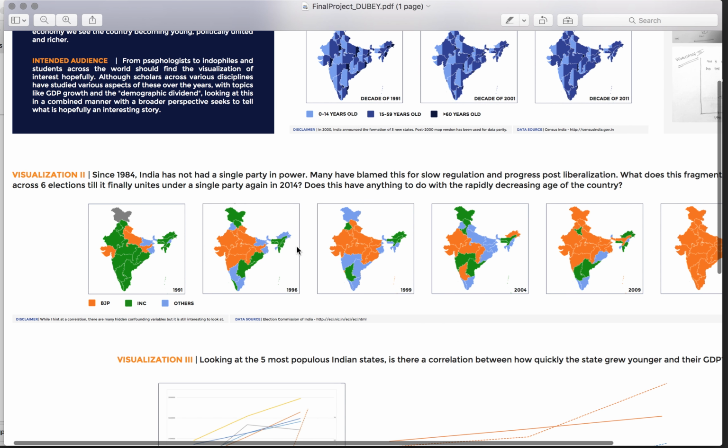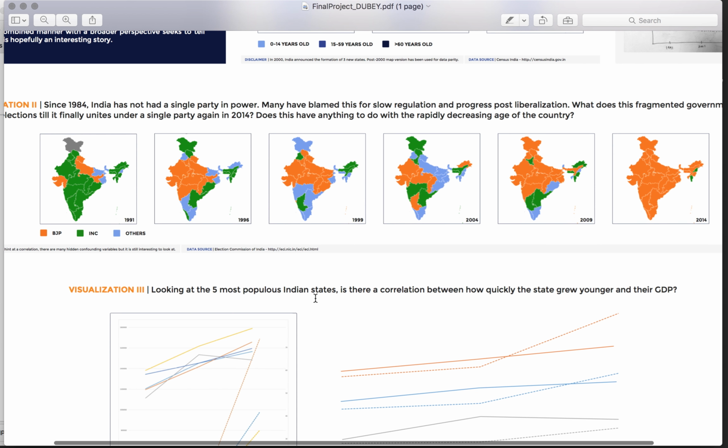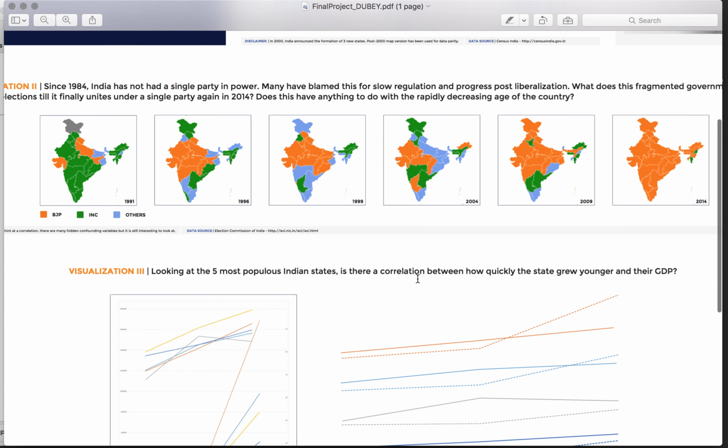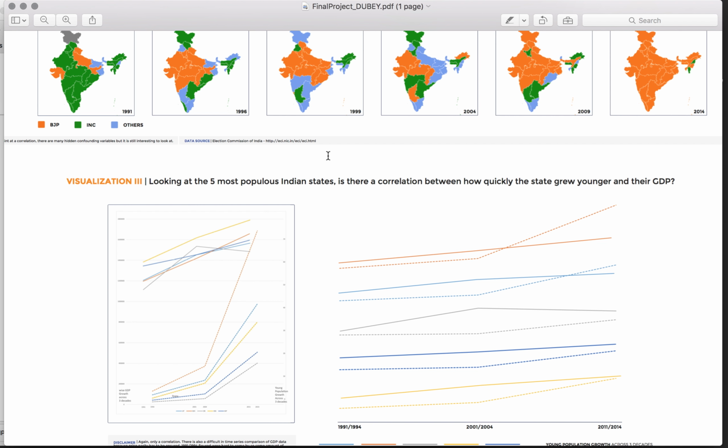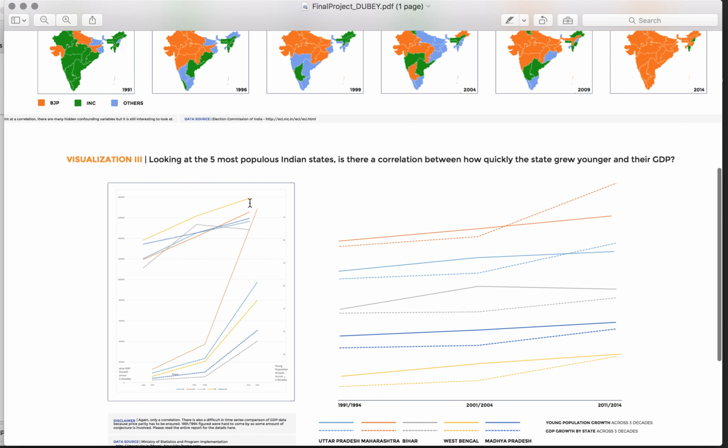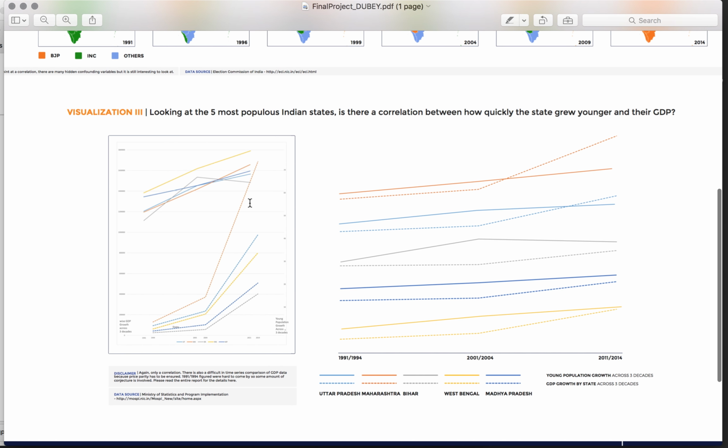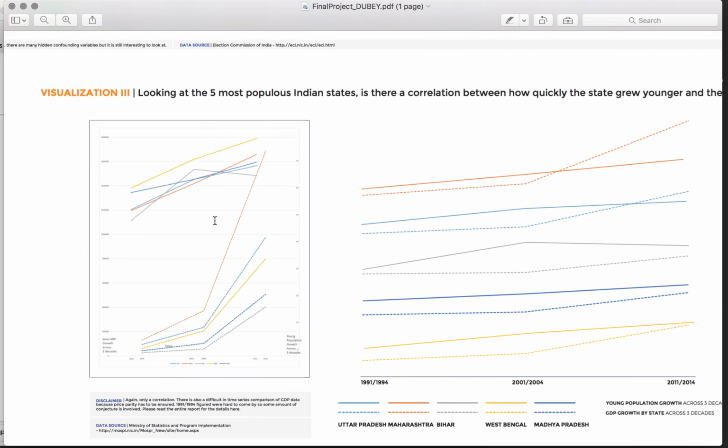The third visualization involves a question. Is there a correlation between how quickly a state grows young and the growth in its GDP? These two visualizations are essentially the same, except they're presented in a different way. So let's explore them. For the purposes of this visualization, I have taken the 5 most populous states in India and just chosen them for comparison.